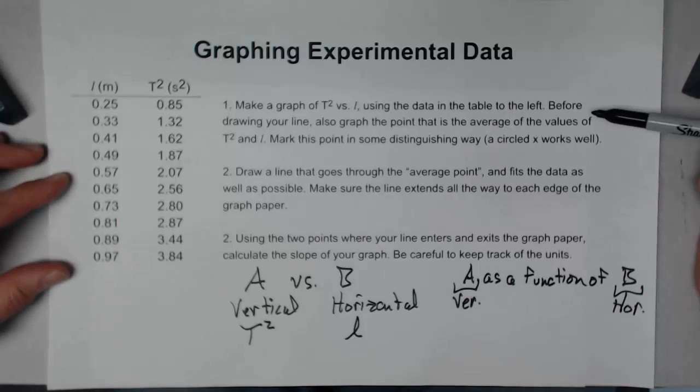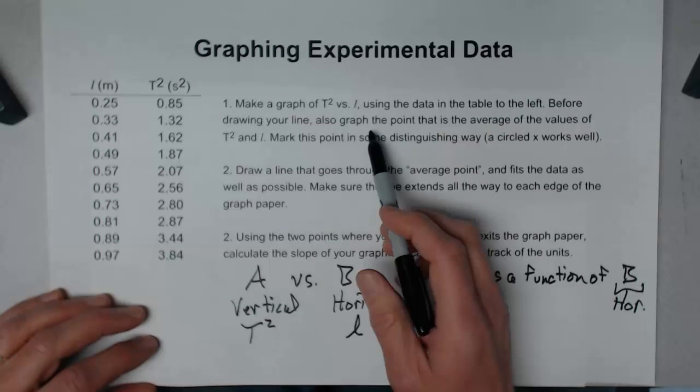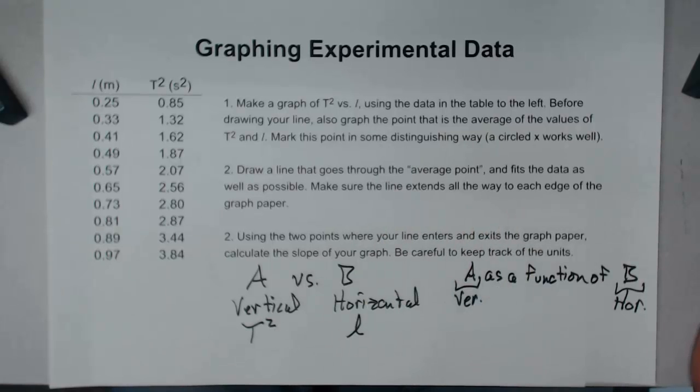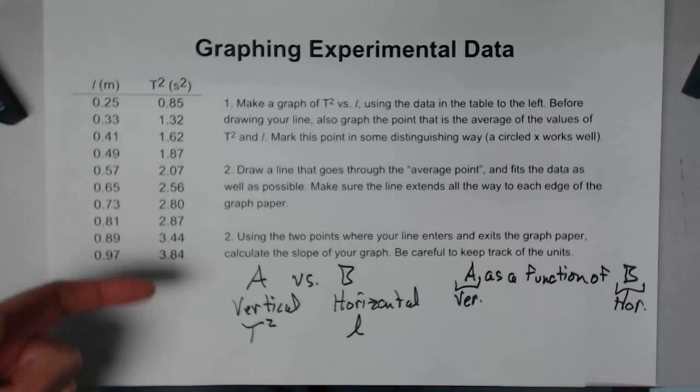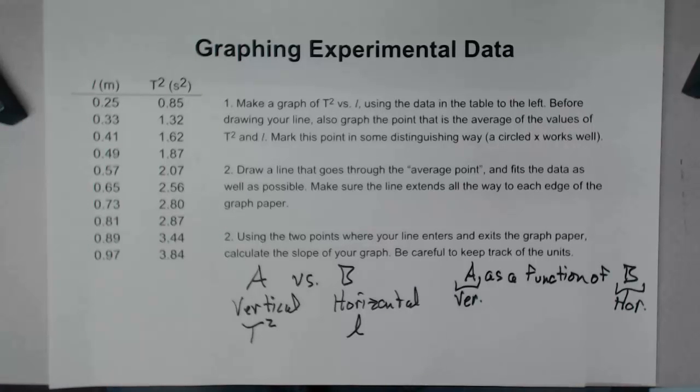Continuing on in that first instruction, it says before drawing your line, also graph the point that is the average of the values of t squared and L. There's a rather complicated statistical method for determining a best fit straight line. It's called least squares fit of a straight line. It's more complicated than we need to do here, but if you ever happen to do that, it turns out the best fit straight line goes through the average point of the data. And so we would want to calculate the average of the L values and the average of the t squared values and just force our line to do that. We're making it by hand, so we can do that easily.